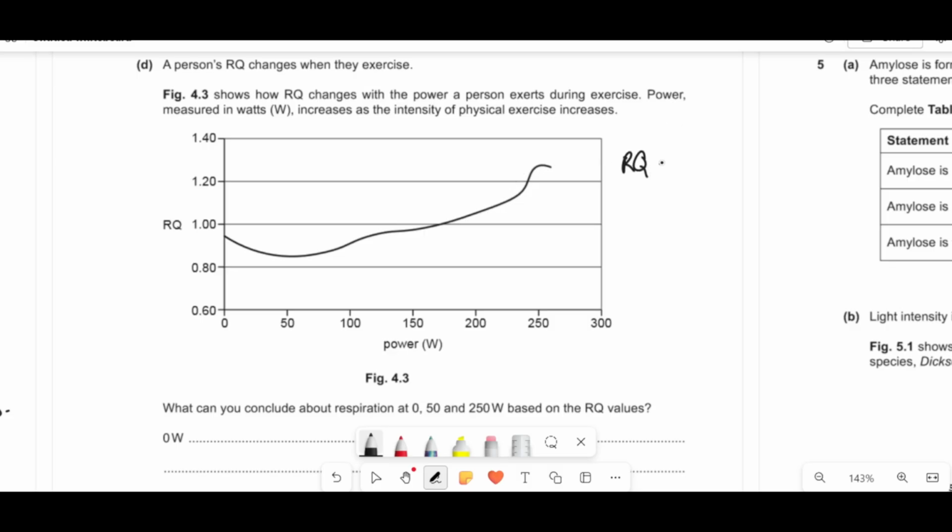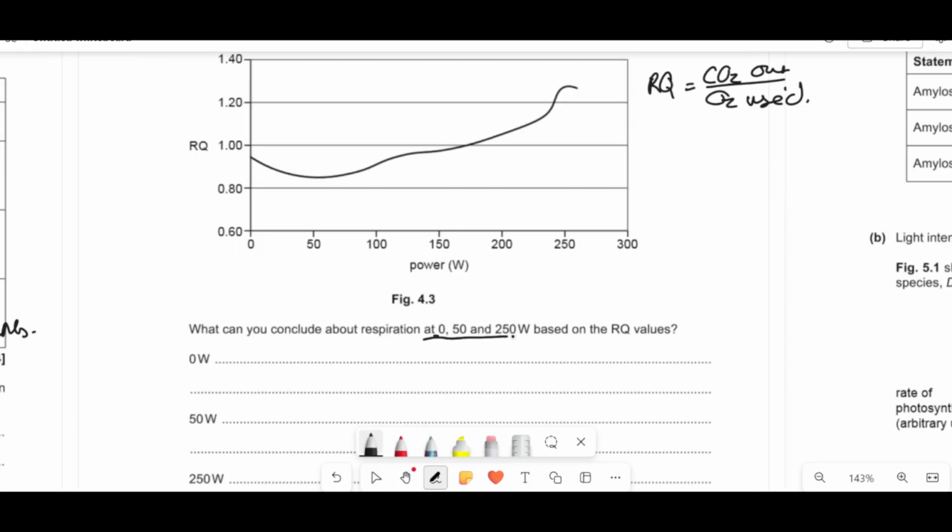So respiratory quotient, remember, is CO2 out over O2 used. That might be useful. So now it says, what can you conclude about respiration at 0 and so on? If you look at 0 exactly, it's above 0.9, but it's not exactly 0.9 or 0.8, right? So it's more shifting towards using, remember that respiration is not just using one or the other. You're using mainly something, or more of this or more of that. It's like proportions, right? So if we were on 0.9 exactly, then you would be using pretty much nearly proteins and amino acids exclusively.